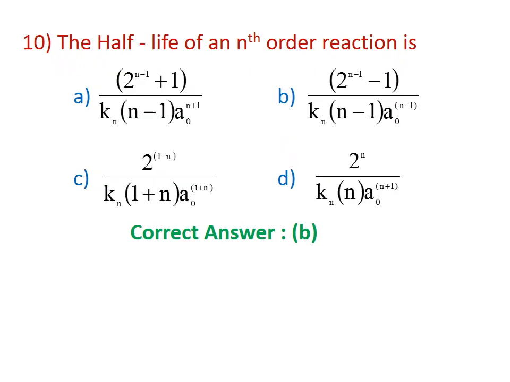10. The half-life of an nth order reaction is, as you already discussed, the correct answer is B: 2 power n minus 1 divided by kn into n minus 1 into A0 whole power n minus 1. The correct answer is B.